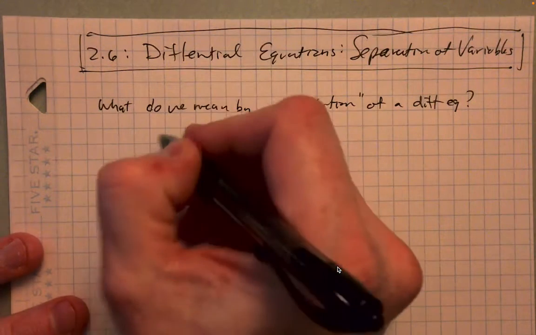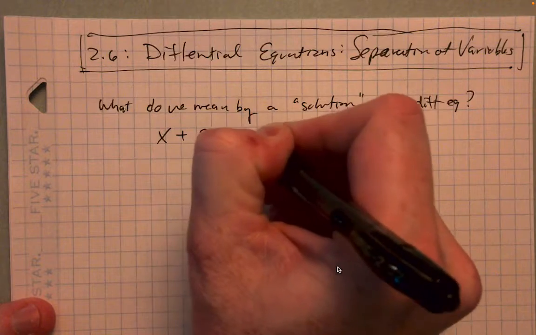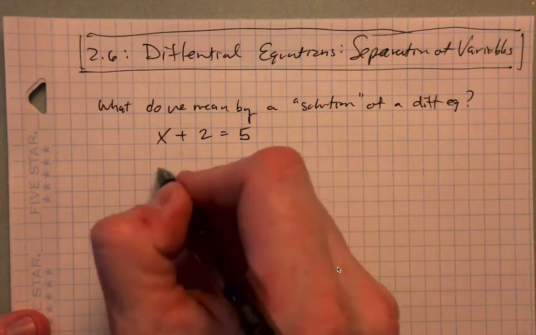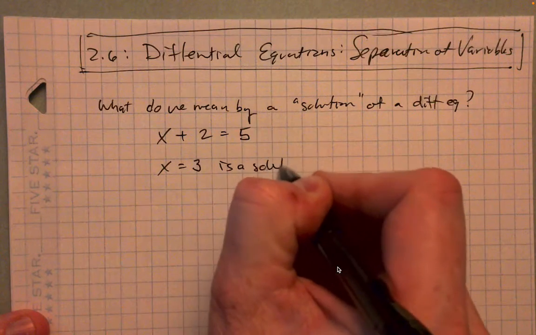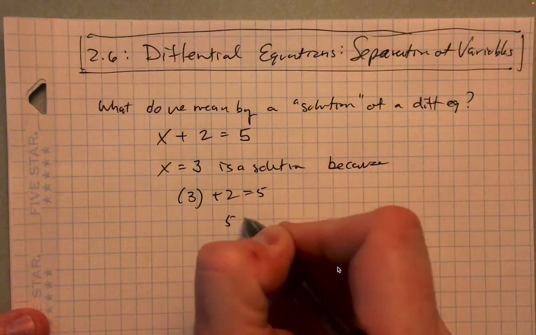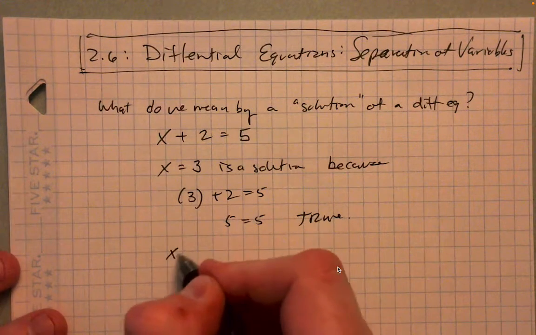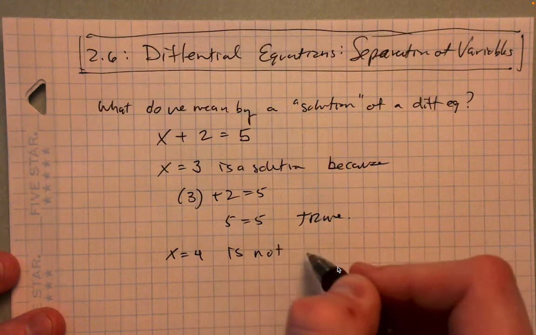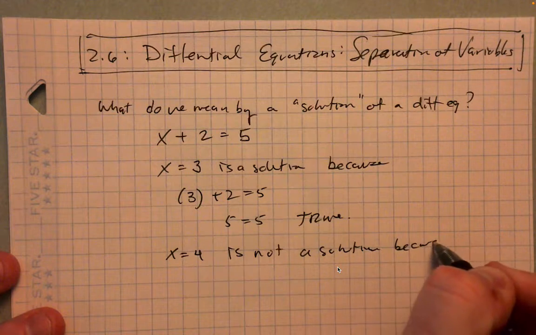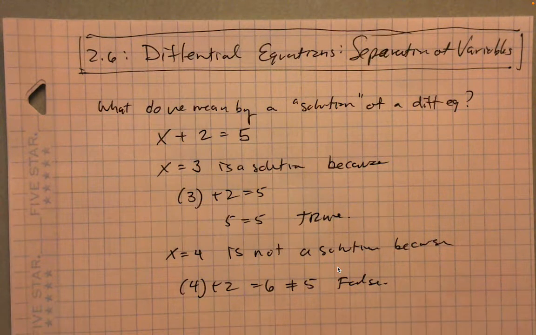Okay, so just by way of making this really concrete. If I have a simple equation like x plus 2 equals 5, this is very basic, right? But x equals 3 is a solution because 3 plus 2 equals 5 is true. Whereas of course something different like x equals 4 is not a solution, because 4 plus 2 equals 6, which is not equal to 5. So it's false.